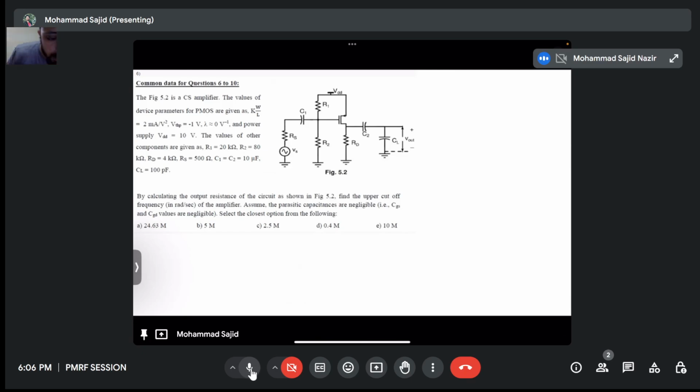We can start the session. We will start from the student on the left.